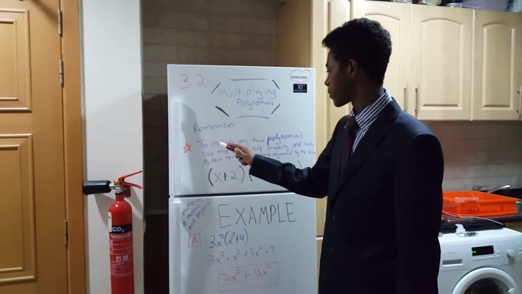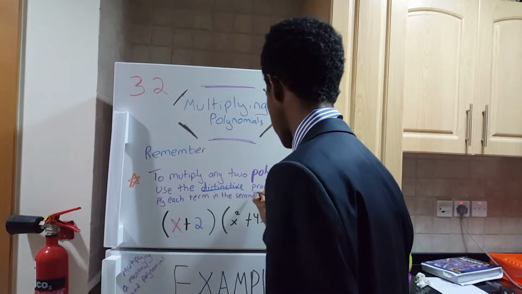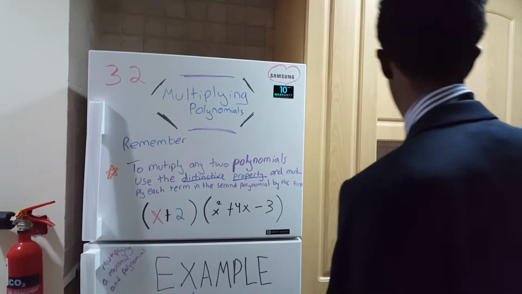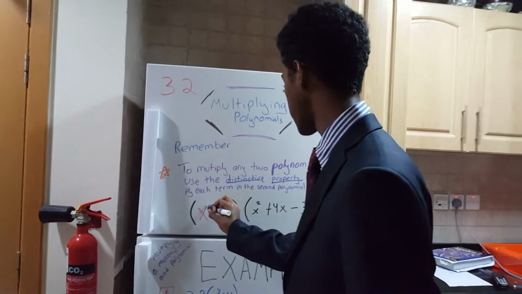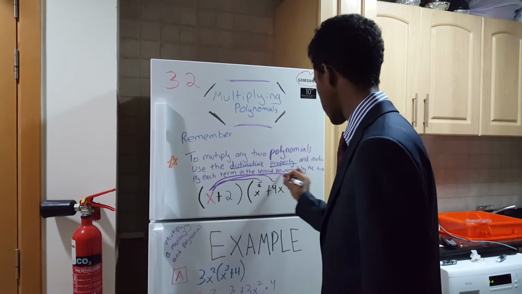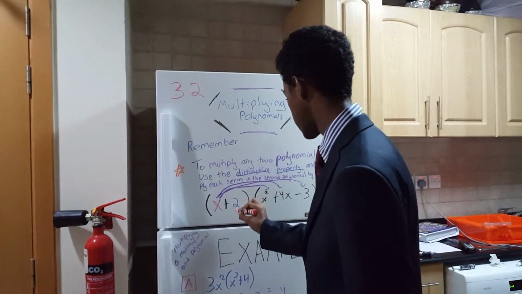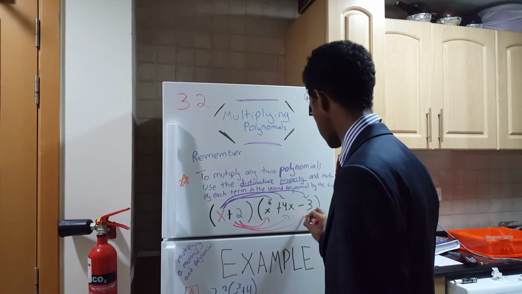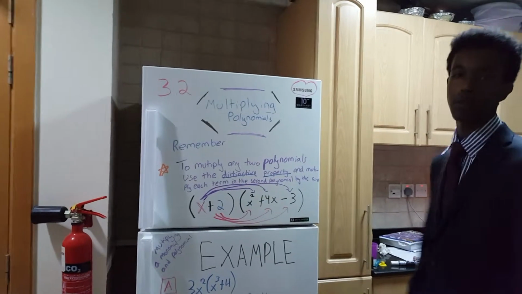So remember, when you multiply any two polynomials, use the distributive property and multiply each term in the second polynomial by the first. So in the first term, we multiply each term of the second polynomial like this, and on the second term we multiply like this. So this is how you multiply any two polynomials, and an example will be shown.